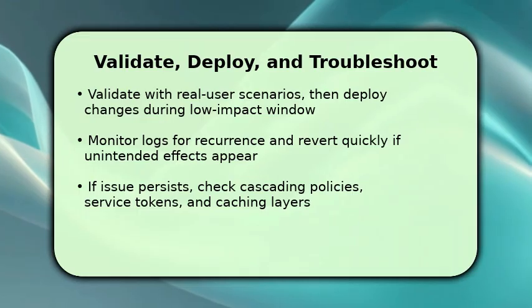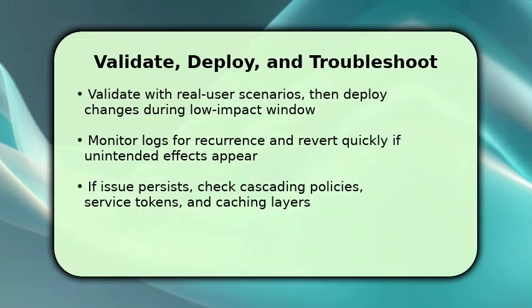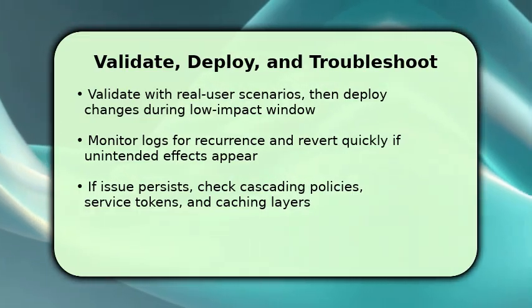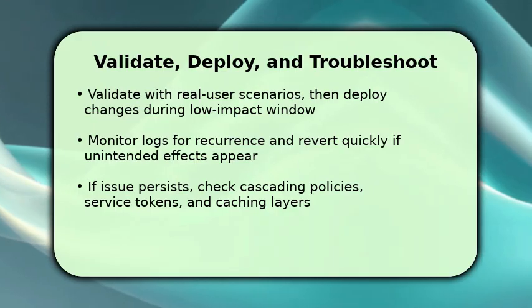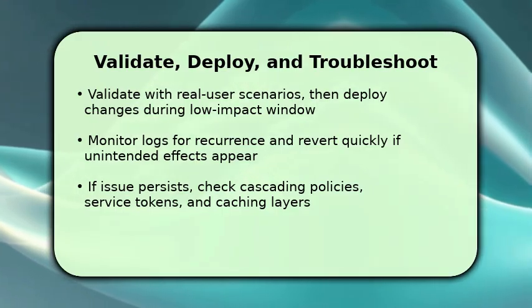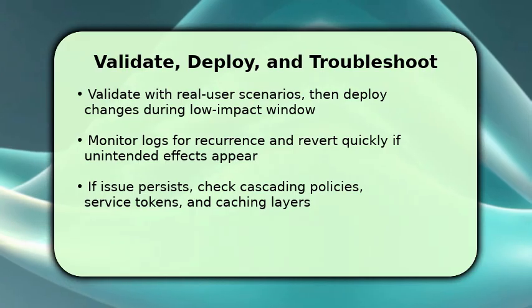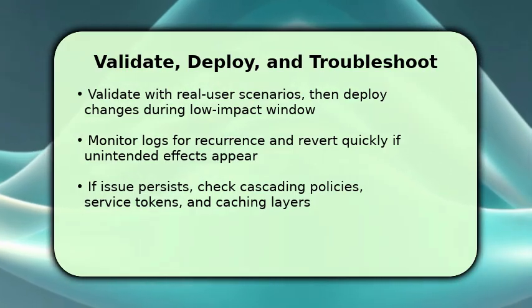One key troubleshooting tip: if the denial persists, check cascading policies, service tokens, and caching layers. Stale caches often reapply old permissions. Make sure to document the final resolution and notify stakeholders about the change.